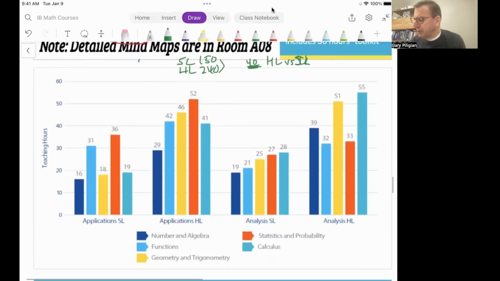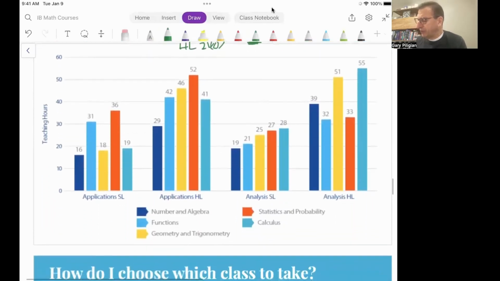Okay, this is a good chart which just shows you there's 5 strands in each of the 4 IB math courses. These strands are number and algebra, functions, geometry and trigonometry, statistics and probability, and calculus. And all 4 courses have all content from all 5 strands. However, the quantity and the distribution of that content is what makes the courses different.